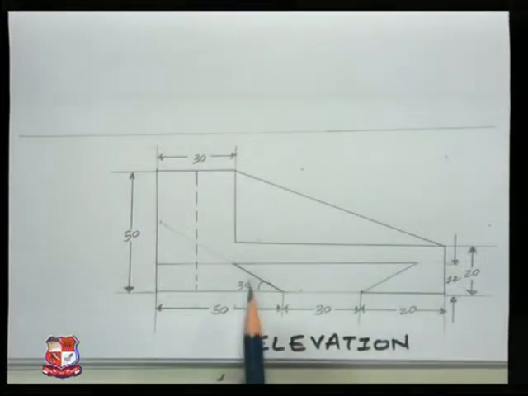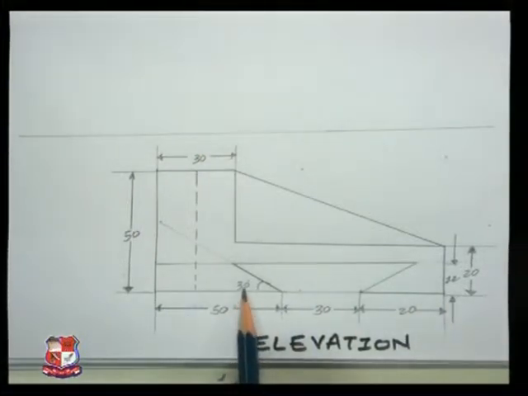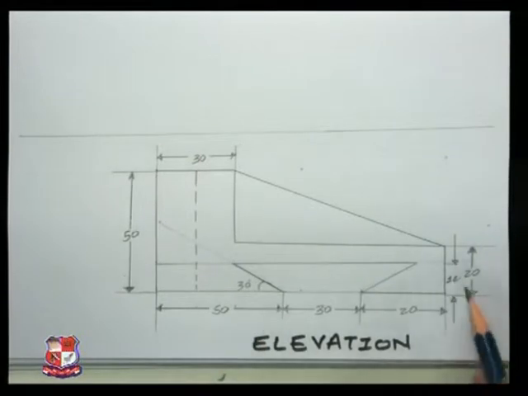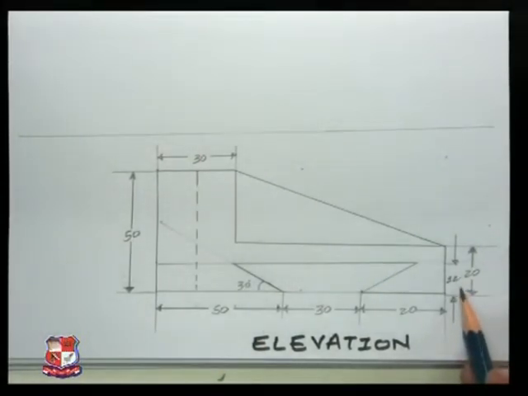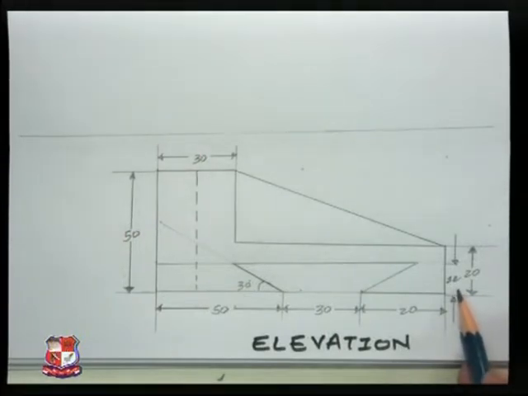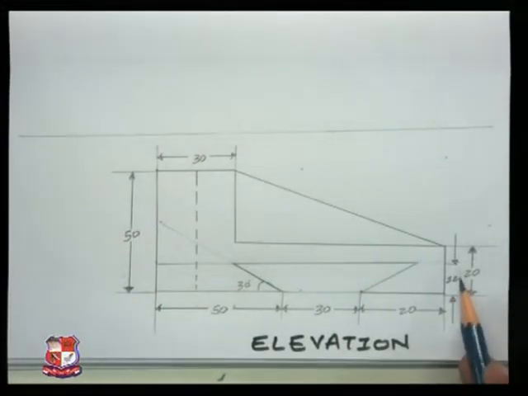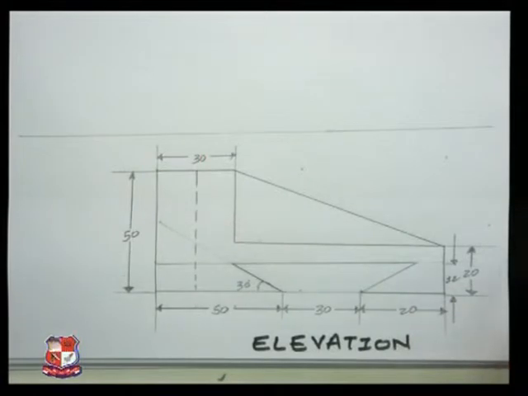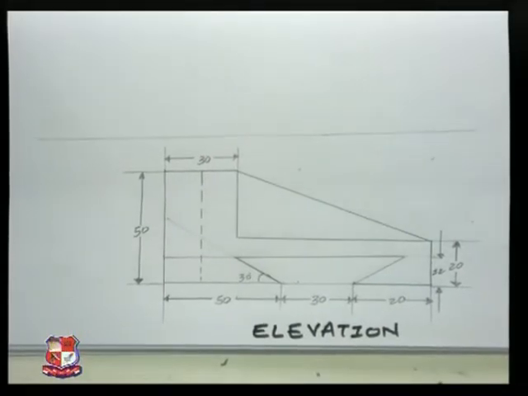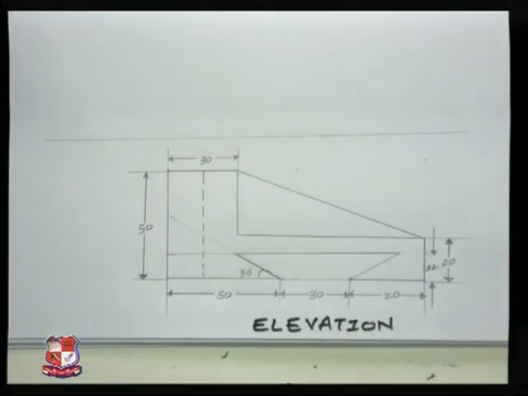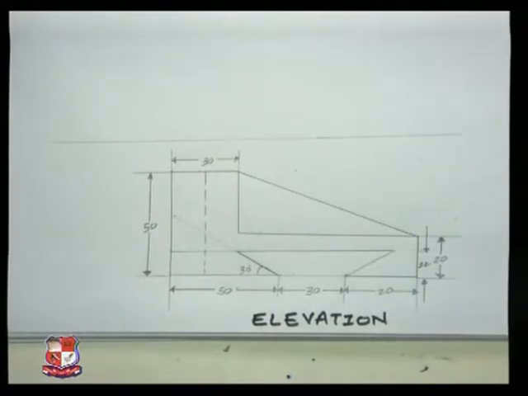One line only. Angle dimension to be given like this. If there is less space to break the dimension line, then you can take the dimension line like this also. So this is our elevation. Now from this view we need to draw our bottom view.